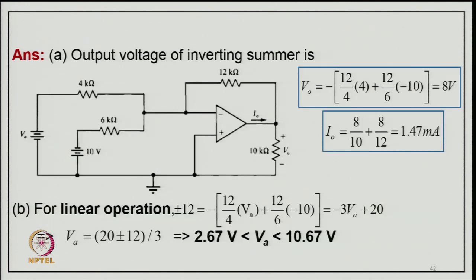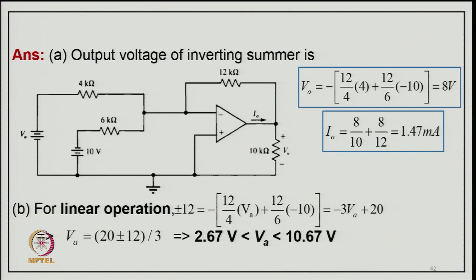So, keeping this here, V o will be minus 12 by 4 into 4 plus 12 by 6 minus 10, that is 8 volt. And I 0 will be 8 plus 10 plus 8 by 12, because the two resistances are connected. So, that is 1.47 milliampere.